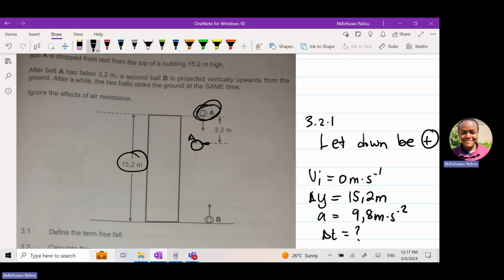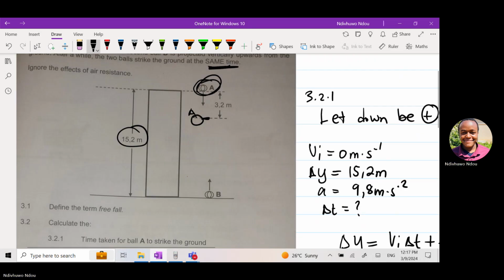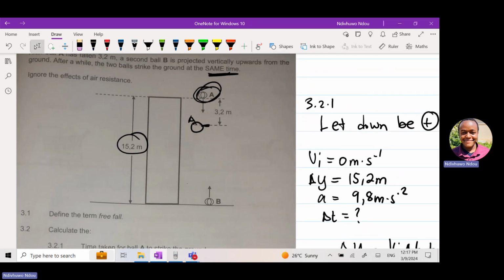But what is quite interesting is that these two balls strike the ground at the same time. I think that is very helpful for answering this question. Because if these balls strike the ground at the same time, that means the time A took to move from this position, which is 3.2 meters below the 15.2, going down, will be the same as the total time ball B would have taken to go to the maximum height and also come back to the ground.